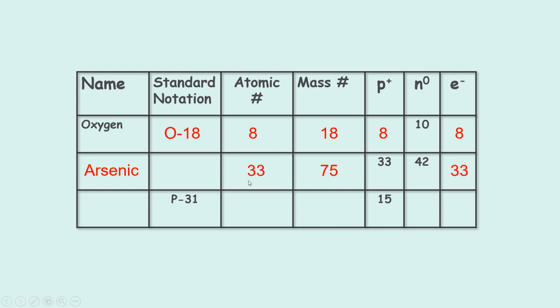Then we can now fill in the name of our element. We go to the periodic table, look up the atomic number 33, which is arsenic. And then last thing we're going to do is our standard notation. So the symbol for arsenic is As, and our mass number is 75.